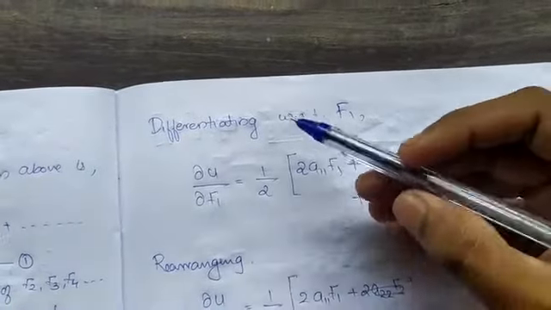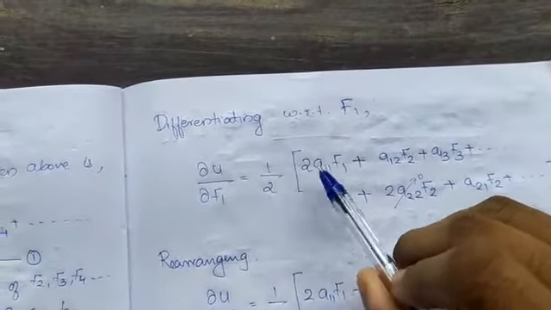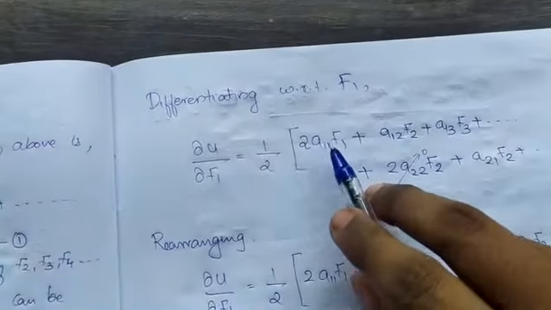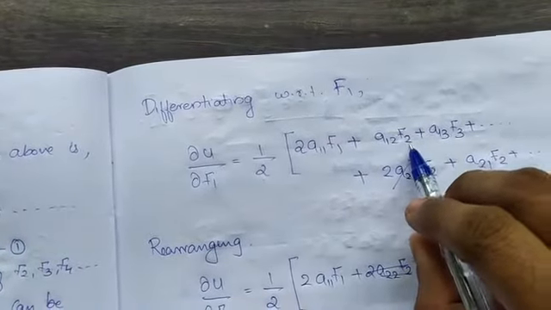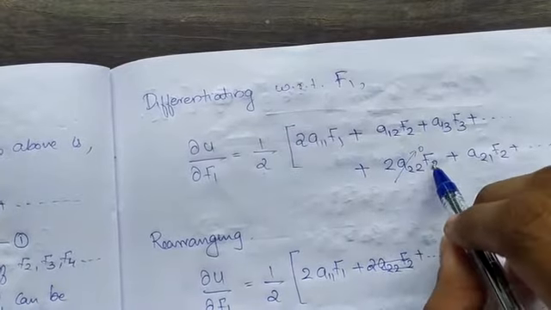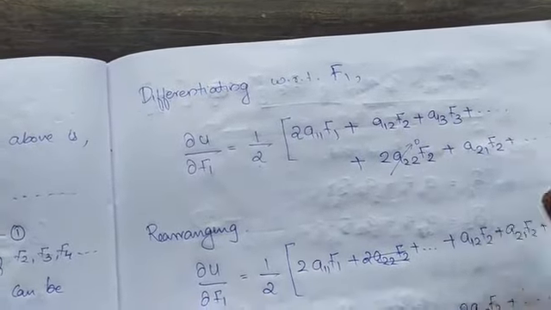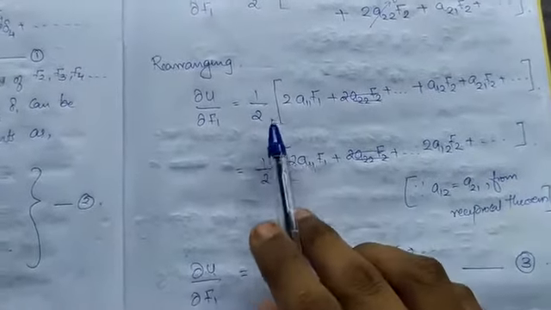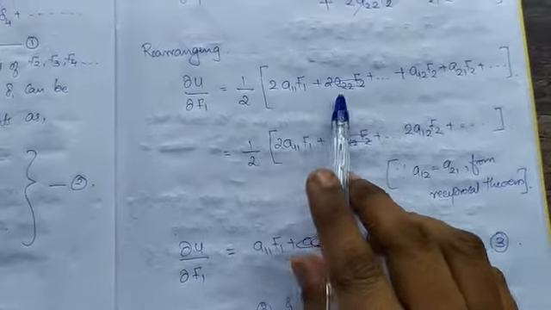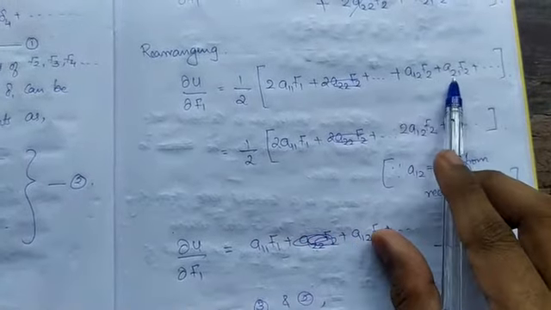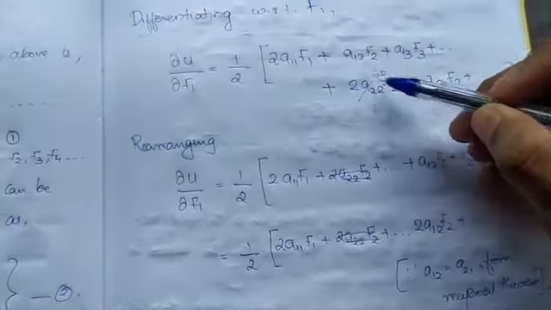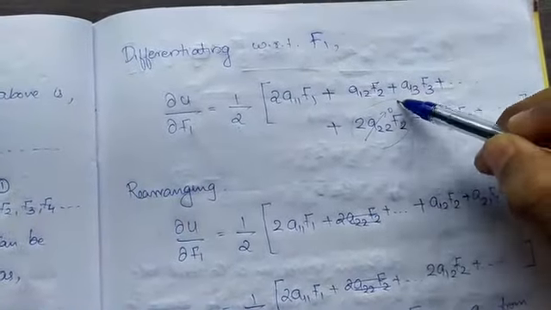Dou U by dou F1 gives 1 by 2 into 2 A11 F1, because this is F1 square, right? So 2 F1 it goes. So 2 A11 F1 plus A12 F2 plus A13 F3 plus 2 A22 F2 plus etc. It goes like this, right? Now if you rearrange this, 2 A11 F1 plus A12 F2 plus A21 F2 plus etc. will become, see, this will become 0 actually.